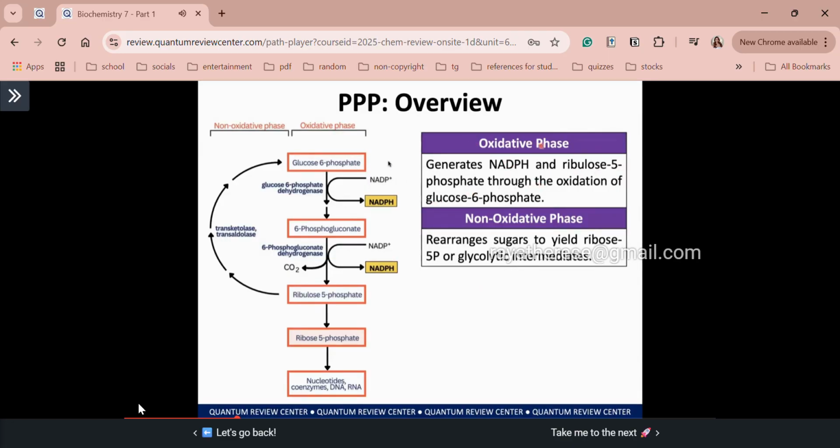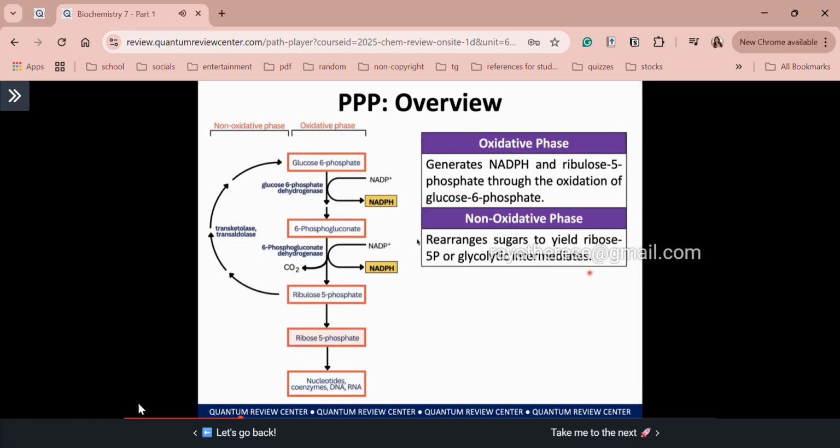And class, again, from the name itself, this is an oxidation reaction which will convert glucose 6-phosphate to its final substrate, ribulose 5-phosphate. Okay, for the non-oxidative phase, we rearrange sugars to yield ribose 5-phosphate. So class, again, ribose 5-phosphate is a carbohydrate. And of course, aside from R5P, we also have glycolytic intermediates as our products here in the non-oxidative phase. And did you know, class, that these intermediates can enter our glycolytic pathway as well?